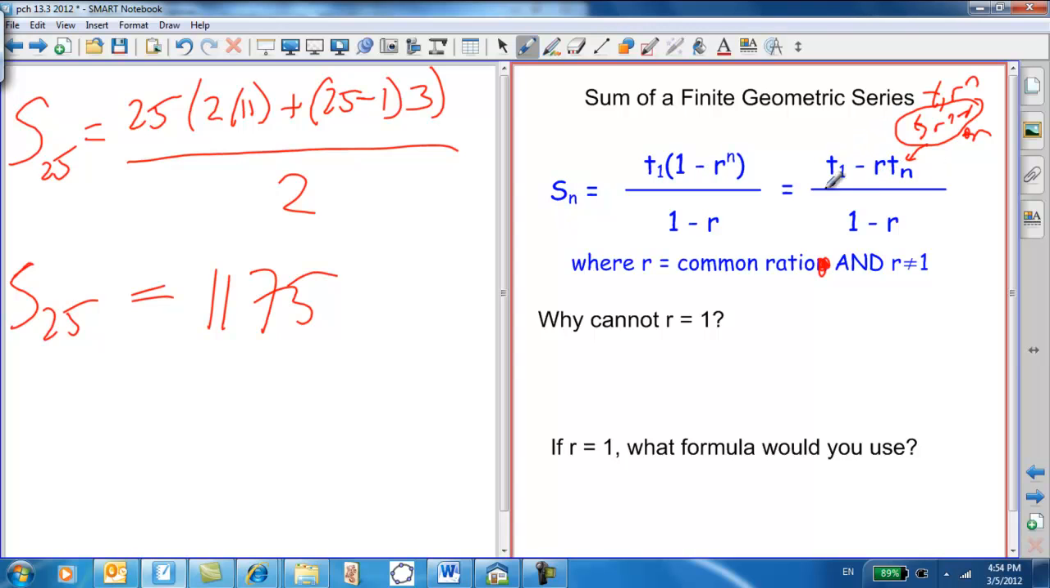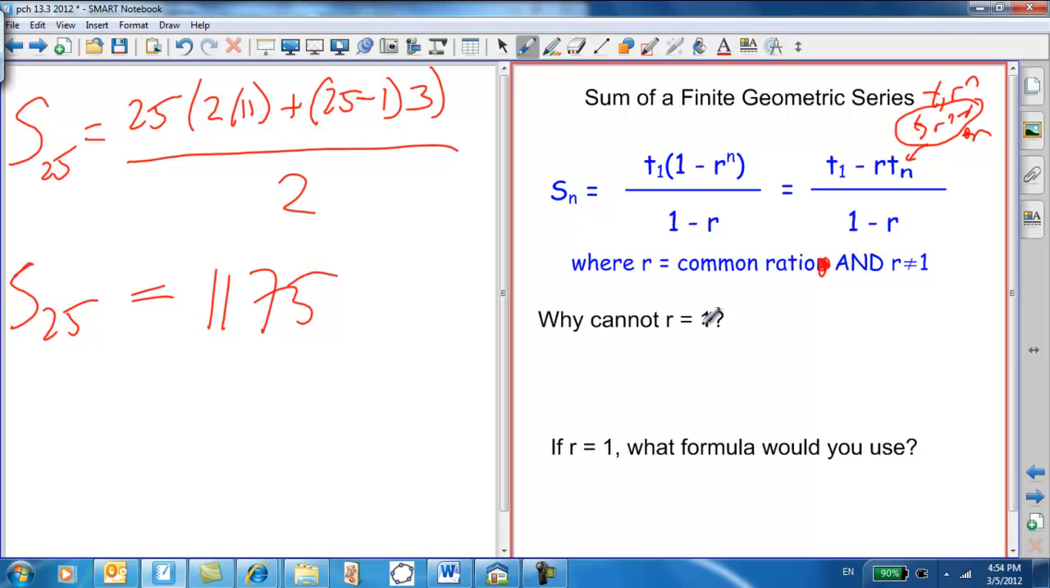This alternate form is sometimes useful in the cases where you don't know the number of terms, where someone just tells you the first and last term, and you still know the common ratio. This form is useful if someone tells you the first term, and you know the common ratio, and you know the number of terms. So note the distinction there again between n and t sub n.